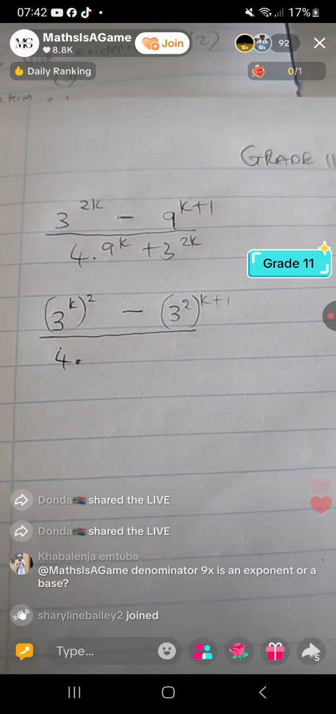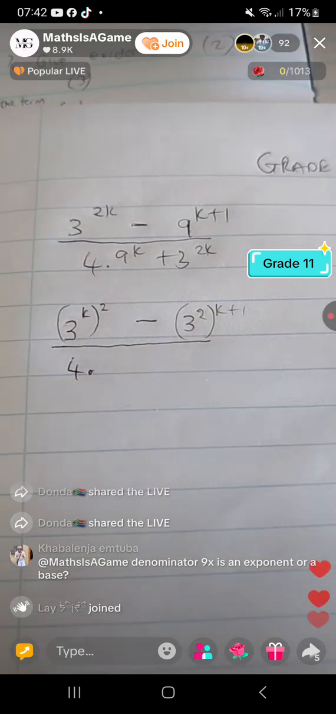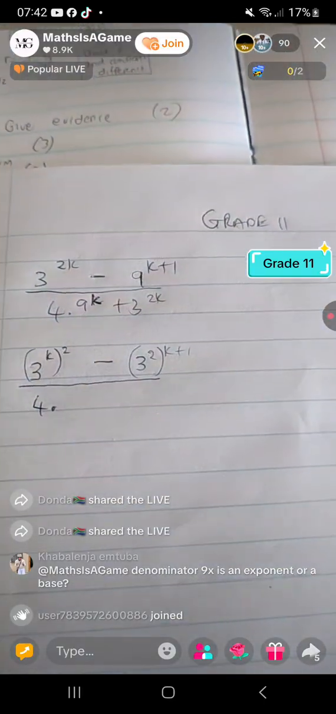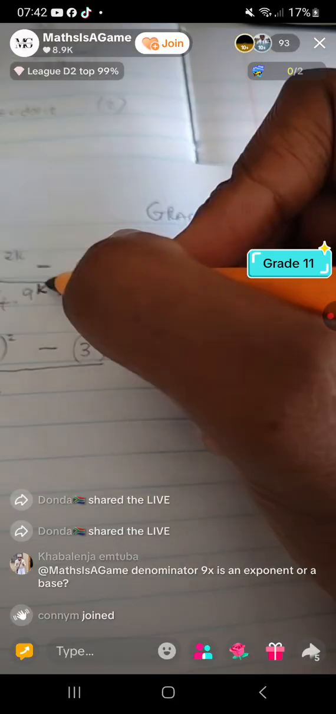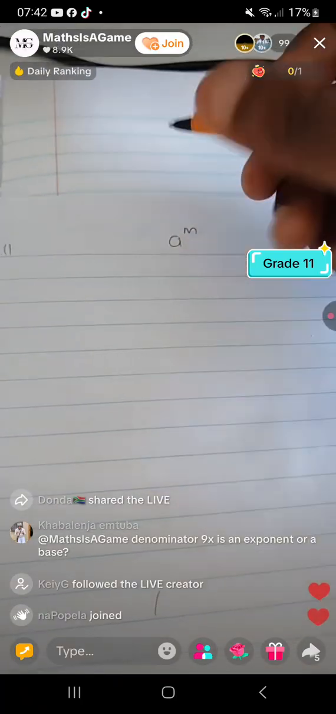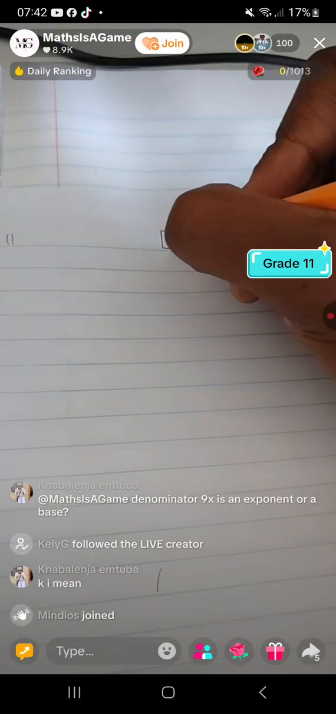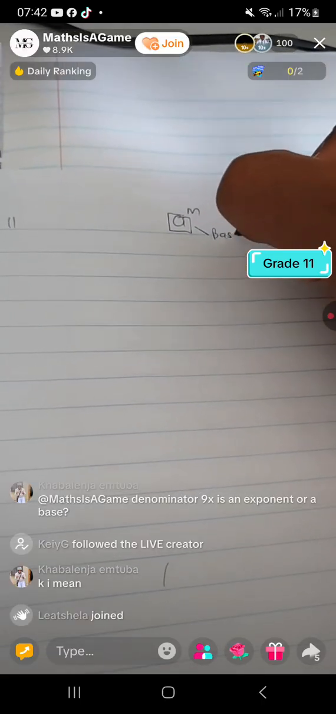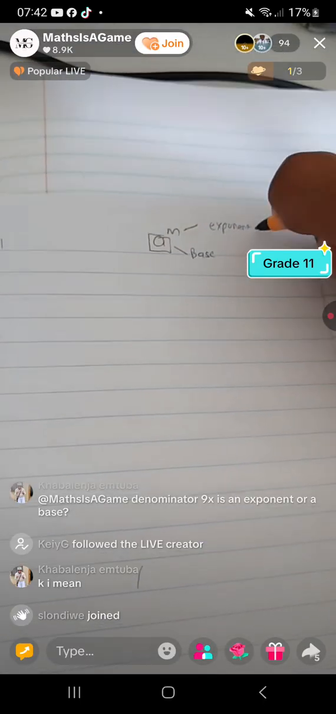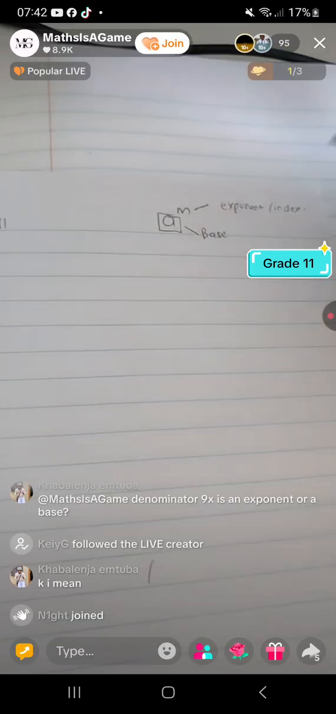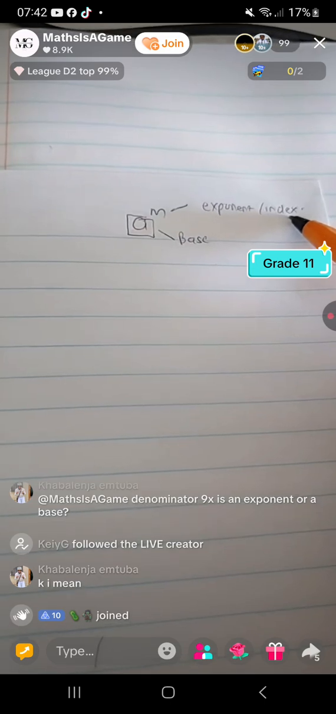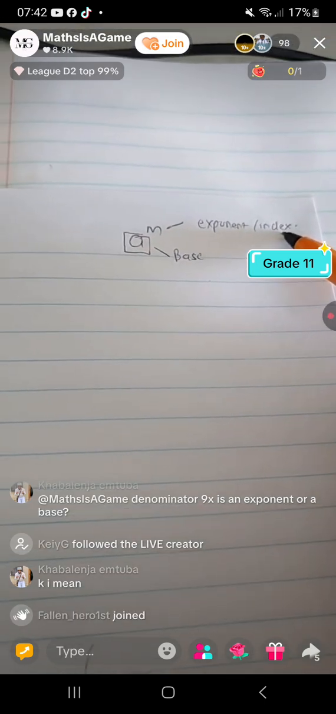Let's do the game. Denominator 9x. There's no 9x here. This is k, my guy. This is an exponent. We call these exponents. Let's go back. What do we call this thing? This is called a base. What do we call the m? We call it an exponent. Another word is index. So this m is what we call an exponent or an index. I did that in the first lesson.